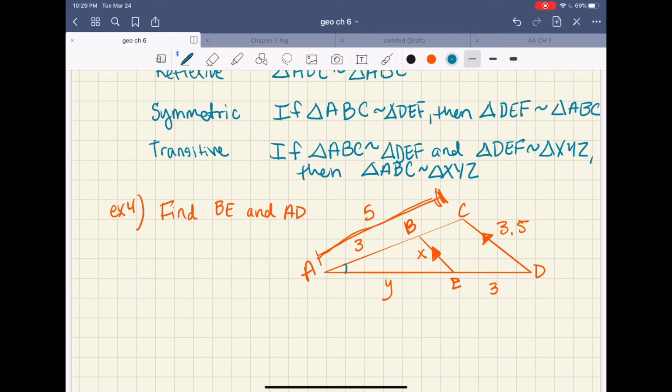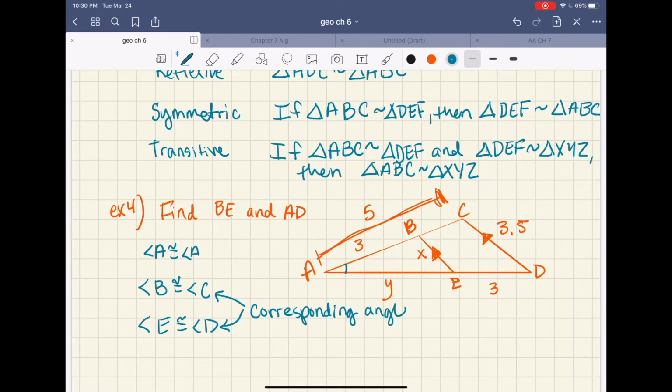So this is going to be angle A, it's going to be congruent to itself, and it works for both of them. Angle B is congruent to angle C, and angle E is congruent to angle D. And the reason for these two is they're corresponding angles. So we know that triangle ABE is similar to triangle ACD.